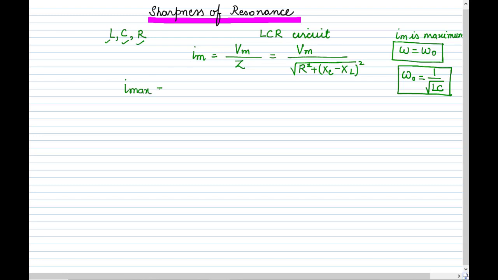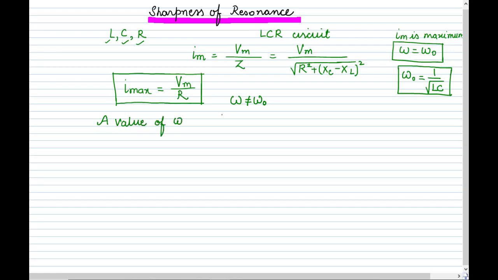This maximum will be equal to Vm upon R, because all other components of impedance become 0. At any other frequency where omega is not equal to omega naught, that means at any frequency which is not the resonance frequency, the current is always less than the maximum value. So we consider any value of omega or the frequency.